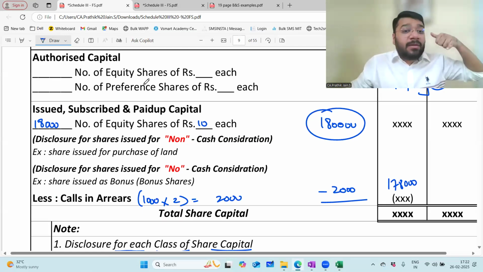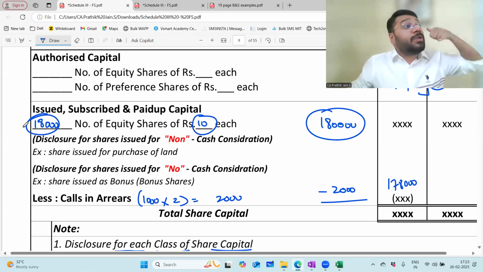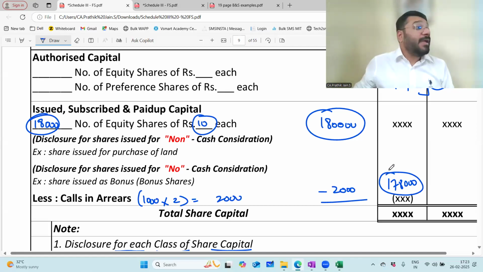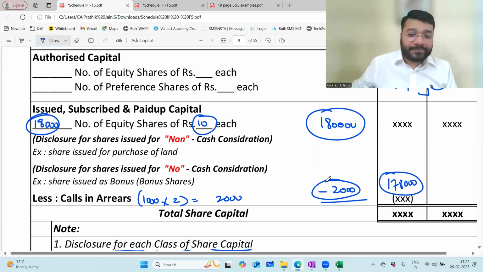So this 1,80,000 is the total called up capital. I've called him to pay the full 10 rupees on 18,000 shares. In that total called up capital, how much is paid up? 1,78,000 is paid up. And how much is not paid up? 2,000 is not paid up.